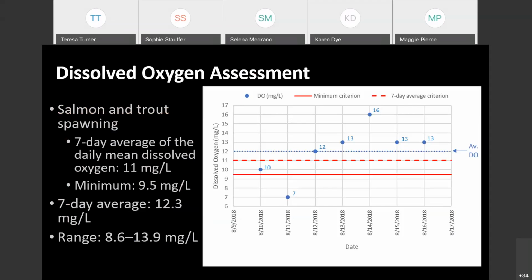So for me, the takeaway from this slide is that when you have sufficient data to do so, you want to compare apples to apples. You want to compare a 7-day average to a 7-day average criterion if possible, and you want to compare instantaneous minima to single data points, not some sort of averaged criterion or averaged value.